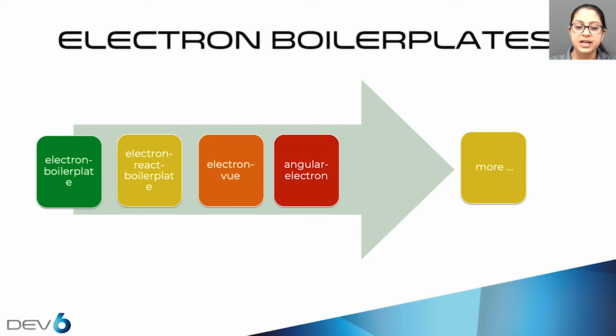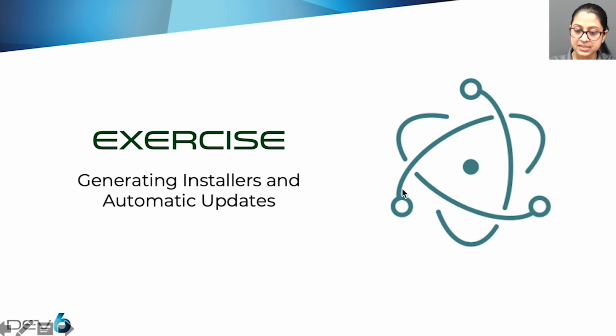And here at the end, this is the last exercise. Here we will be talking about generating installers and automatic updates. In this lab we will be showing you how to generate the installers and executables for all three platforms, macOS, Windows and Linux. And we will also show how to host the updates and consume them in your Electron app.